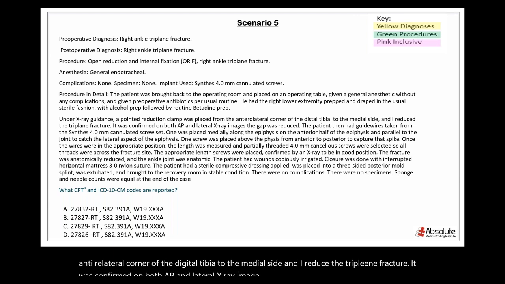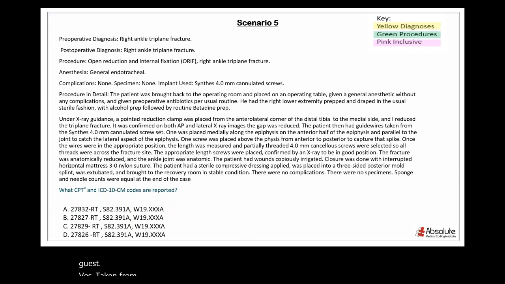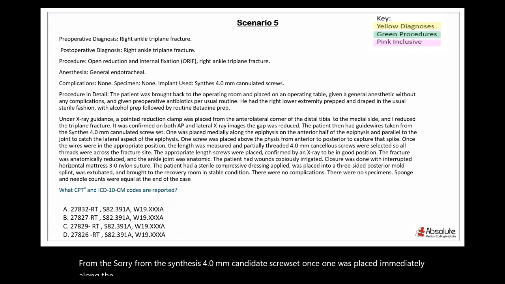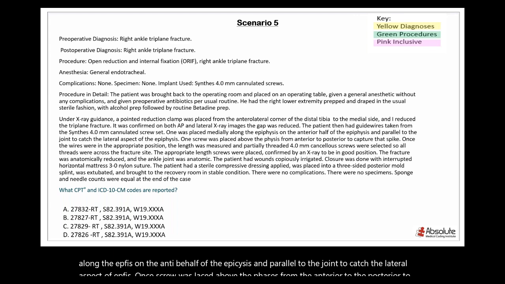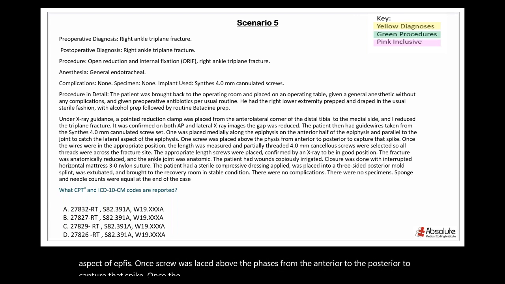The gap was reduced. The patient then had a guide wire taken from the Synthes 4.0 mm cannulated screw set. One was placed medially along the epiphysis on the anterior half of the epiphysis and parallel to the joint, to catch the lateral aspect of the epiphysis. One screw was placed above the physis from the anterior to the posterior to capture that spike. Once the wires were in appropriate position, the length was measured and partially threaded.